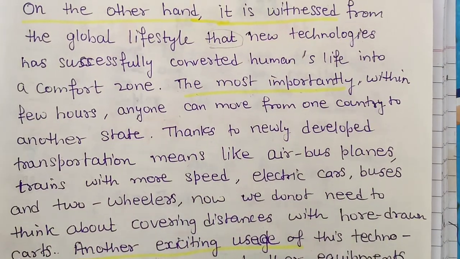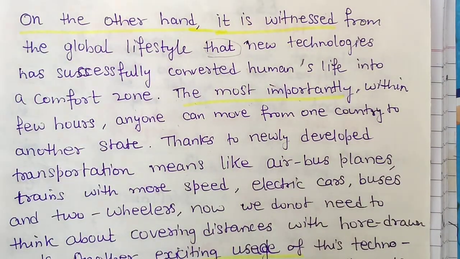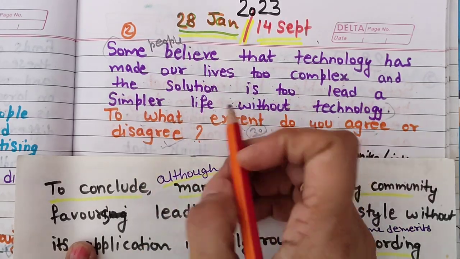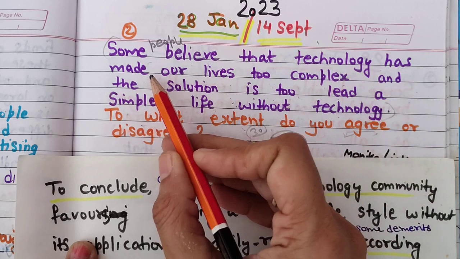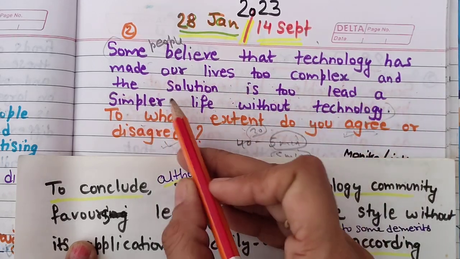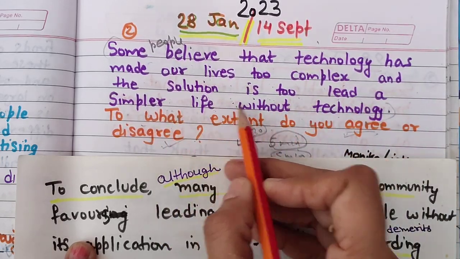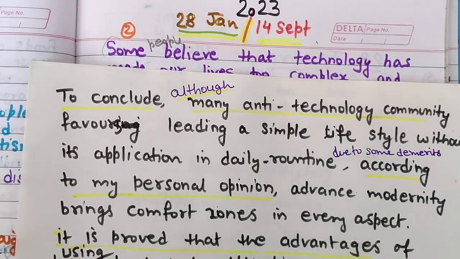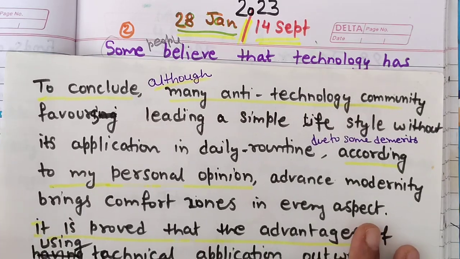See this. Now coming to conclusion, again I will be reading this question statement. Some people believe that technology has made our lives too complex and the solution is to lead a simpler life without technology. So I am against this topic. So how I have written my conclusion, you can see this.